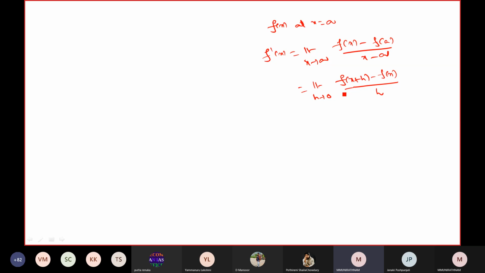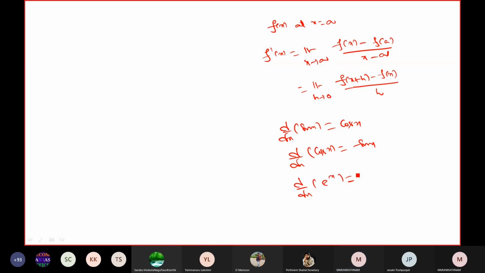What is the derivative of sin x? Cos x, sir. Yeah. So how we get it is using these formulas. The derivative of sin x is cos x. d by dx of cos x is minus sin x, right? d by dx of e power x is e power x. d by dx of ln x is 1 by x.